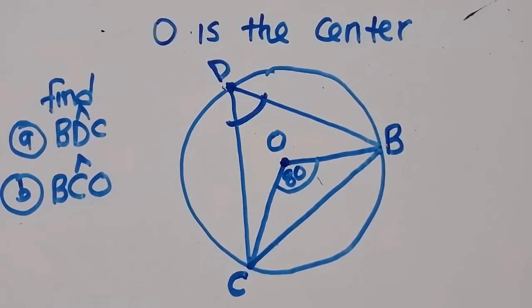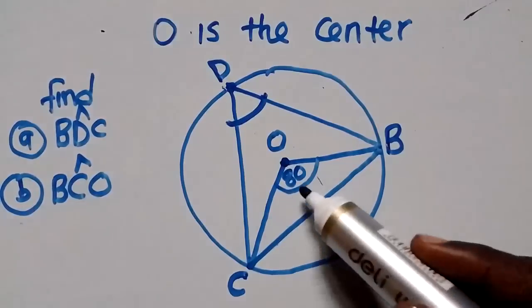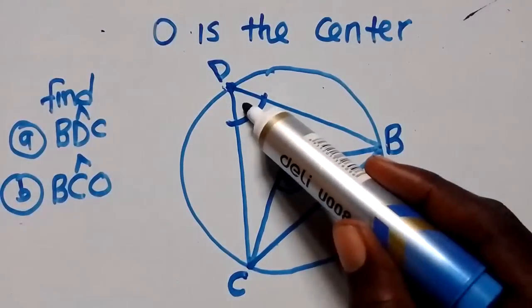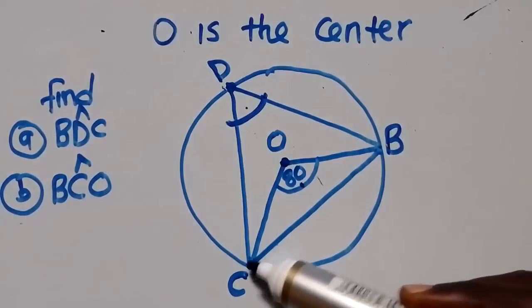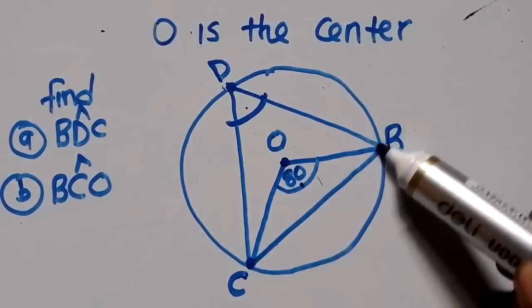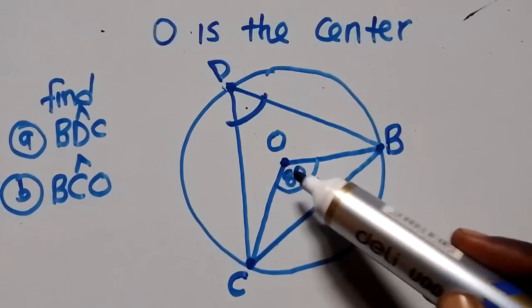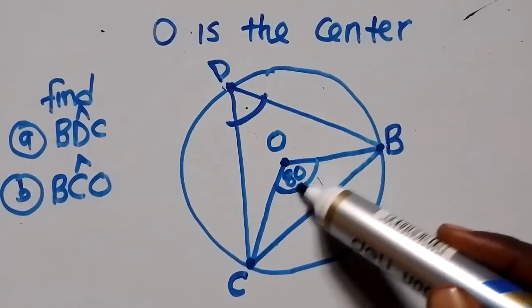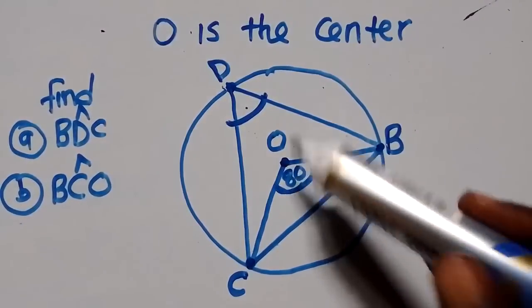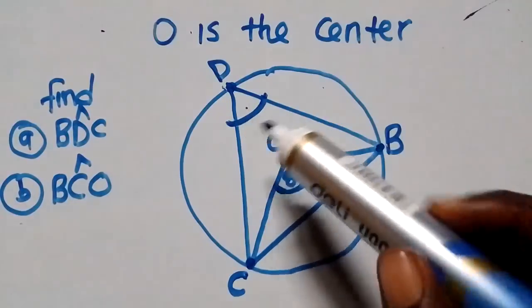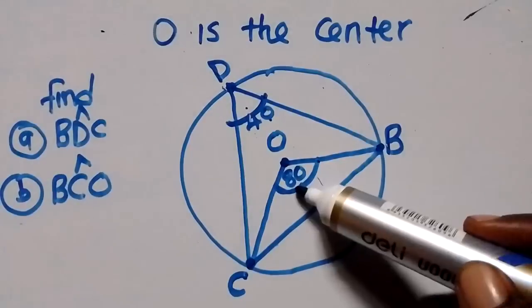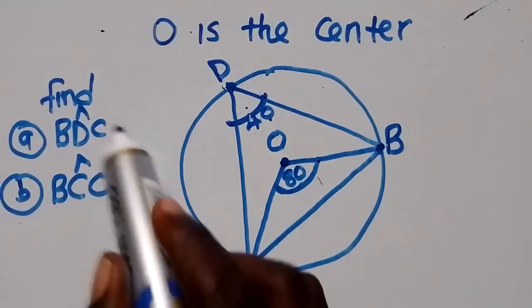How can you find the angle that is there? What you need to know is that the angle that is here is 2 times bigger than the angle that is there. As long as they are on the same chord like this, and an angle is being formed at the center, the angle at the center is twice bigger than the angle at the circumference. Here you've got a 40, so you just multiply 40 times 2, then you find the 80 there. That one is simple.